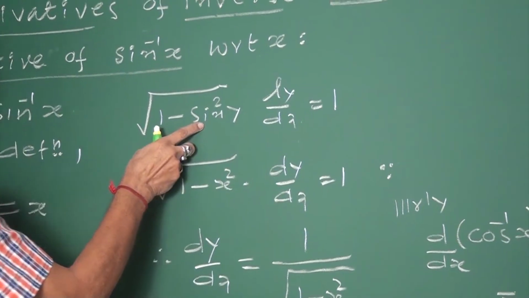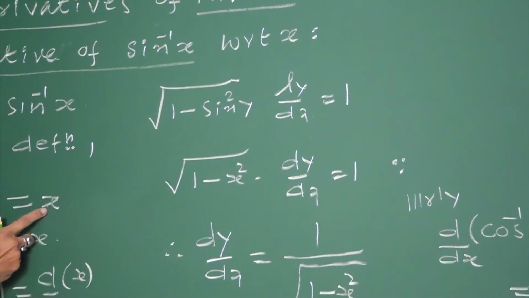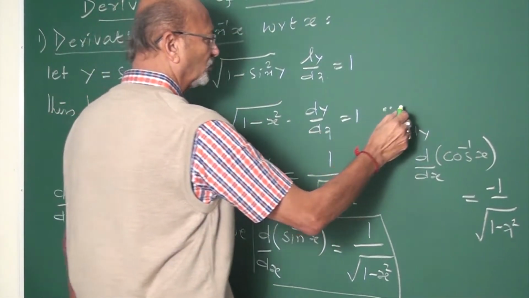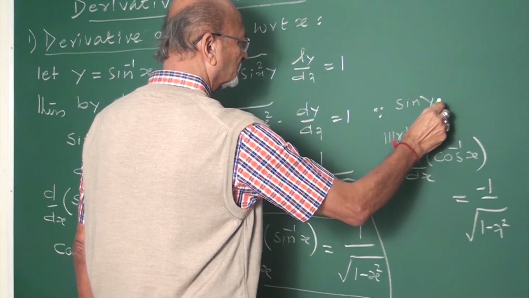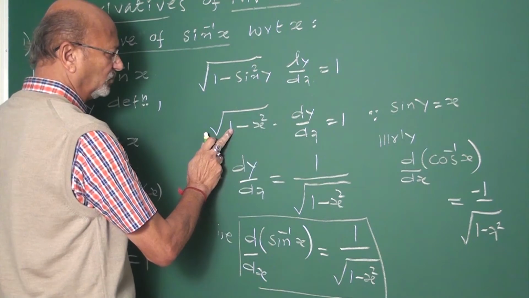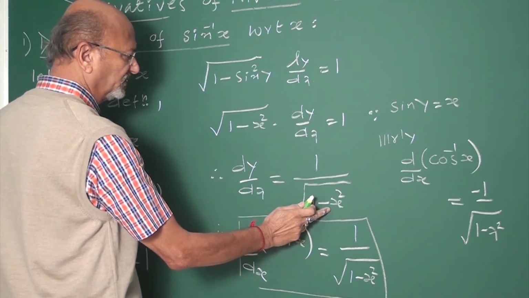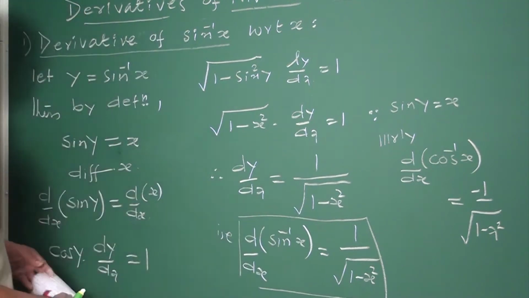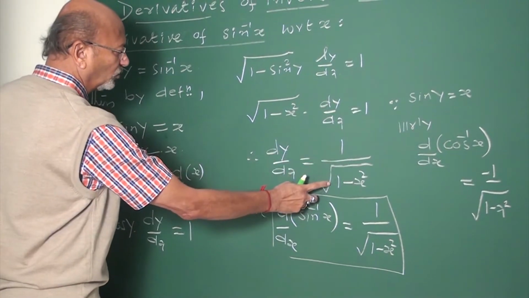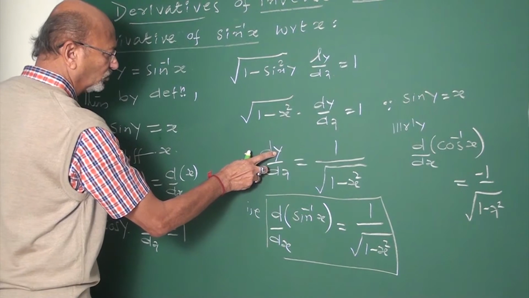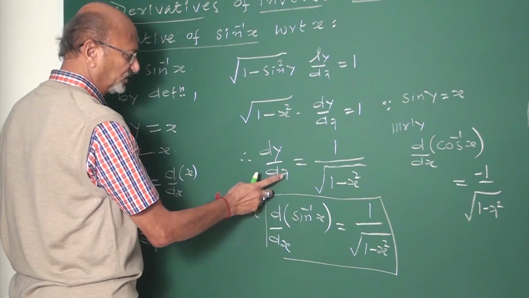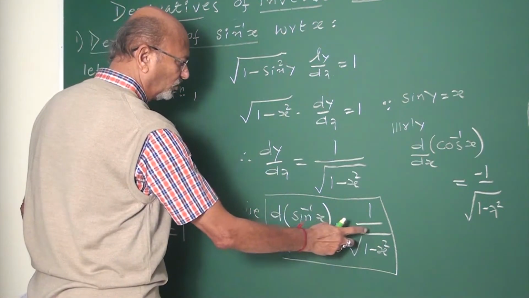So, what is the value of sine y? Sine y is x, my friend. Substitute, because sine y is x. Then you want dy by dx, so push it down: 1 over root 1 minus sine square y, that is, 1 over root 1 minus x square. Therefore, if y equals sine inverse x, then dy by dx is 1 upon root 1 minus x square. Substituting y equals sine inverse x, the derivative of sine inverse x with respect to x is 1 by root 1 minus x square.